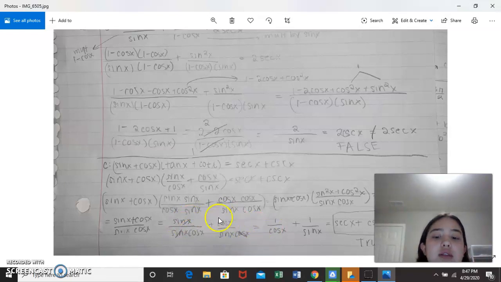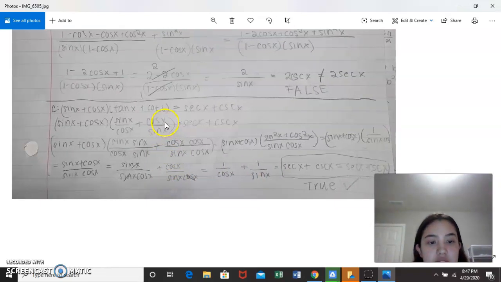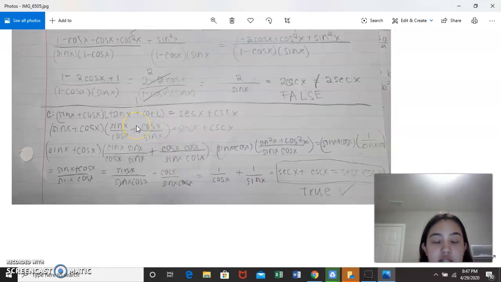And since these two could cancel out, I was left with 1 over the sine of x, which is equal to the secant of x and the cosecant of x, which is what we had said it was originally. So I said it was true.